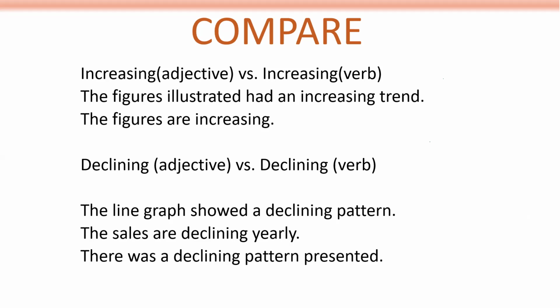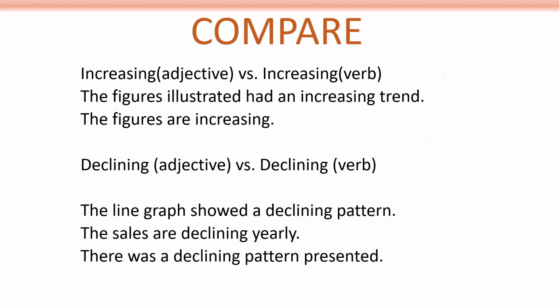So, unang example, adjective yon. Kasi it describes the pattern. What kind of pattern is it? It's a declining pattern. So, on the second example, the sales are declining yearly. Verb or adjective? Gusto ko confident kayo sa sagot nyo. Verb, right? Yes, the answer is verb.